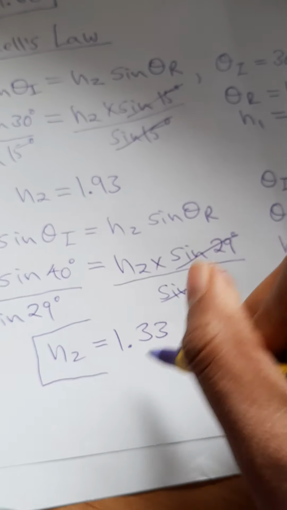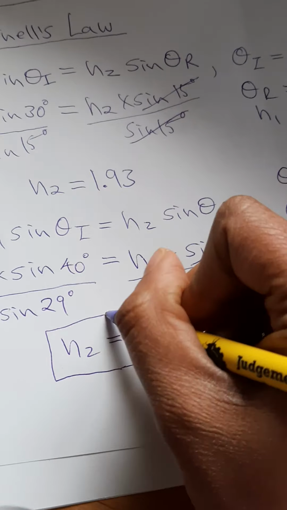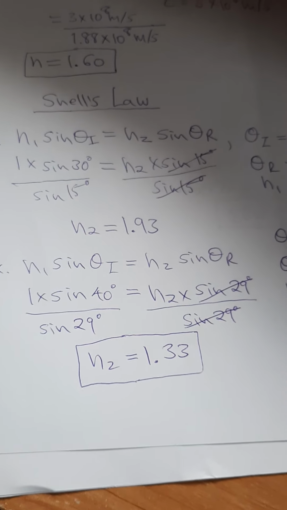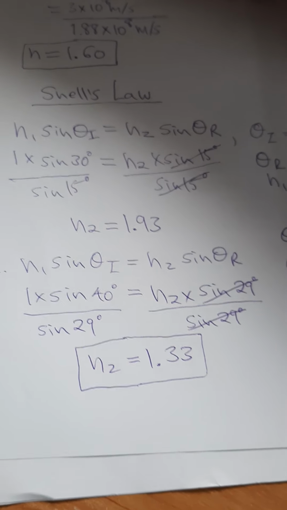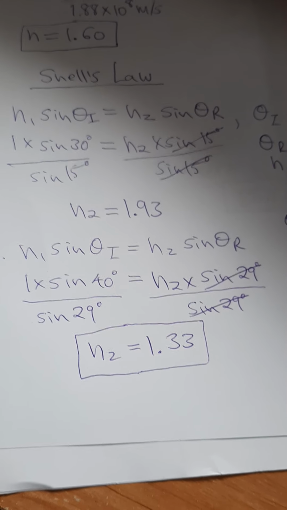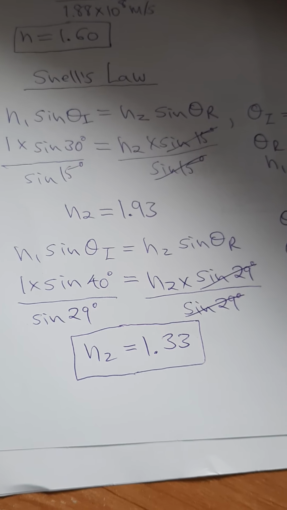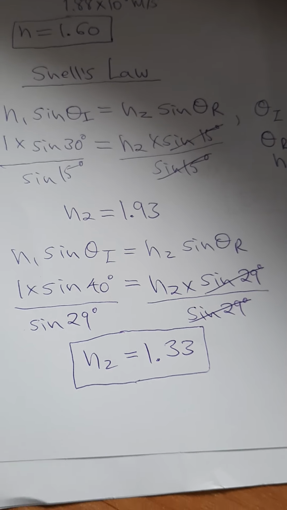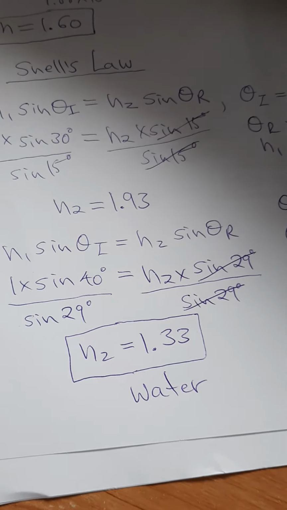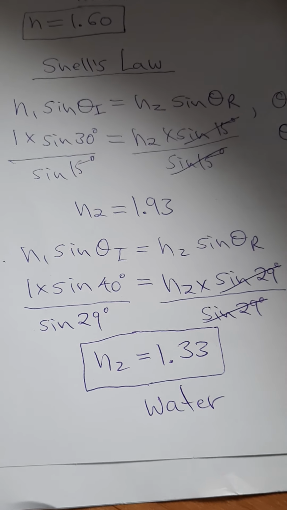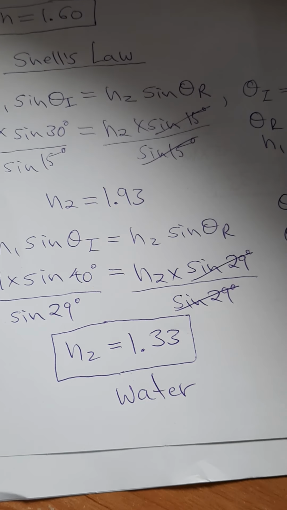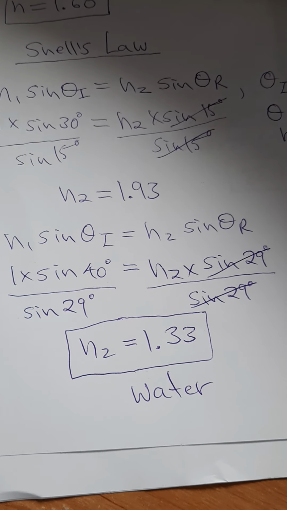Let's box it. Sometimes the question will ask you to find the index of refraction and then identify the actual material, or the medium that the light ray is going into. In this case, this is equal to 1.33, which is the index of refraction for water. Make sure you always double check your answer here and that you're getting the correct answer.